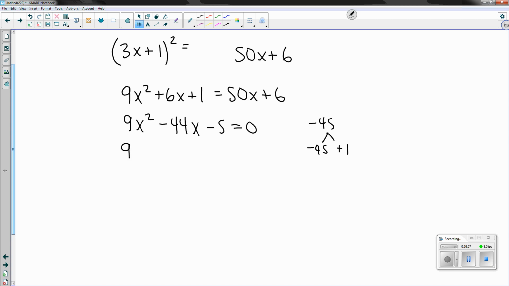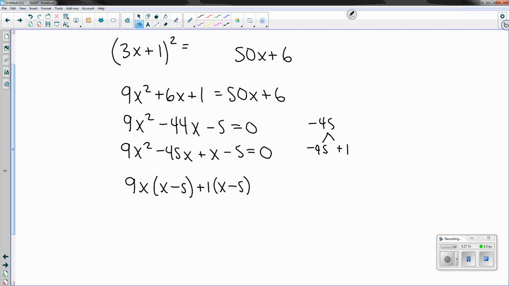So we're going to split the middle with those coefficients. The order of the split doesn't matter, so I could have done the 1 first and the 45 second if I wanted to. We have a grouping problem. I'm going to take out a 9x, x minus 5. To match, we're going to take out a positive 1, x minus 5. So we can see that the factorization is x minus 5, 9x plus 1. So our solutions are 5 and negative 1/9.